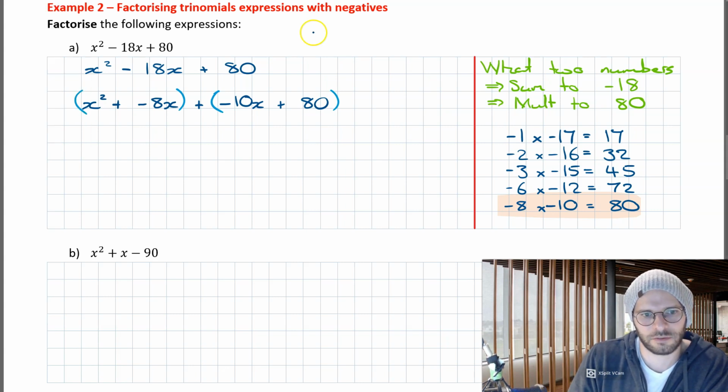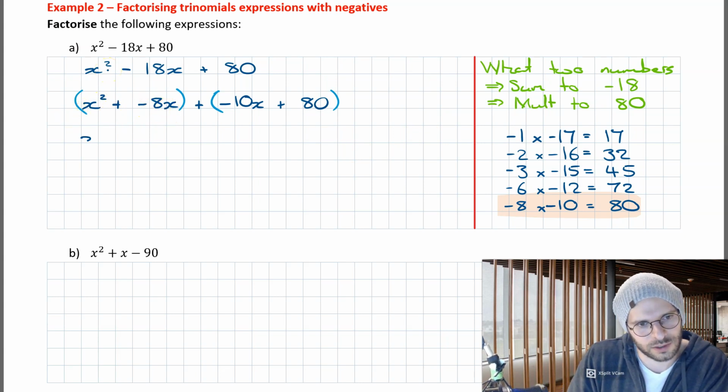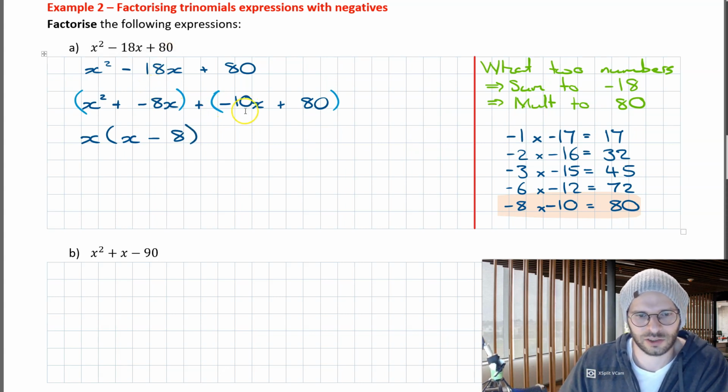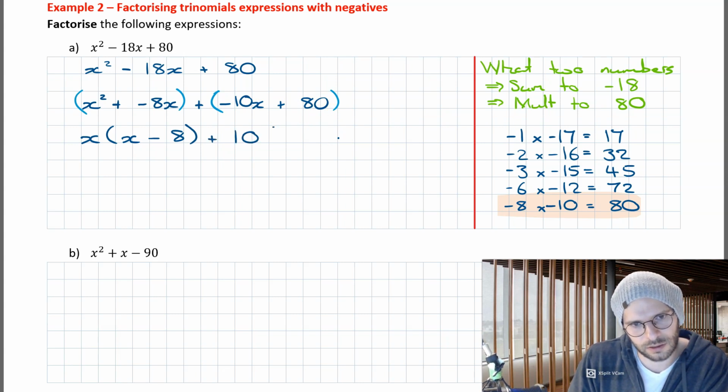Next, let's factorize. What do we have in common between x squared and minus 8x? Well, we've got just an x. So we'll take out the x and we'll leave behind the minus 8. Next, we ask what we have in common between the minus 10x and the plus 80. We're going to have a 10, so let's take out the 10 and leave behind the minus x plus 8.